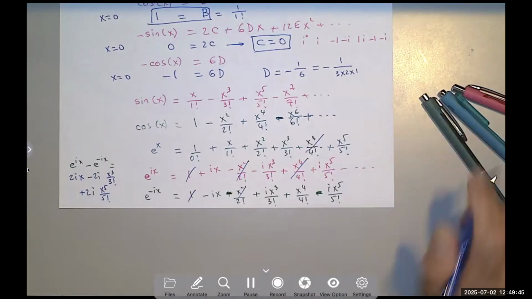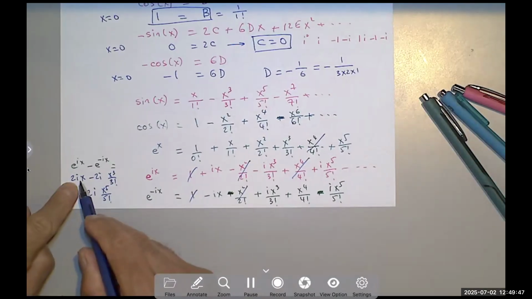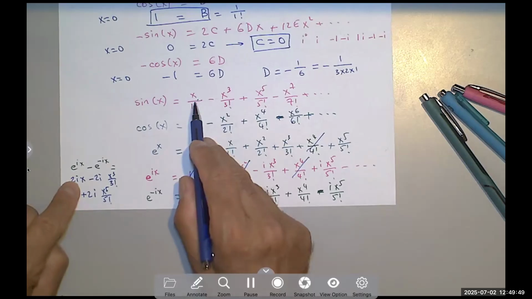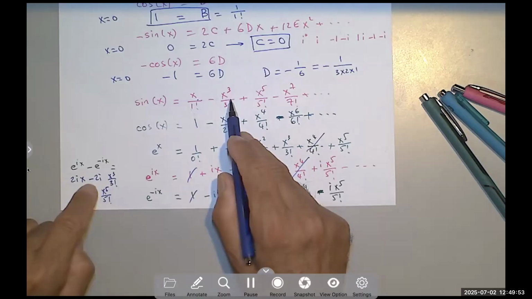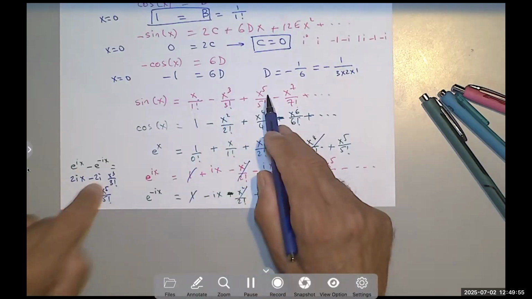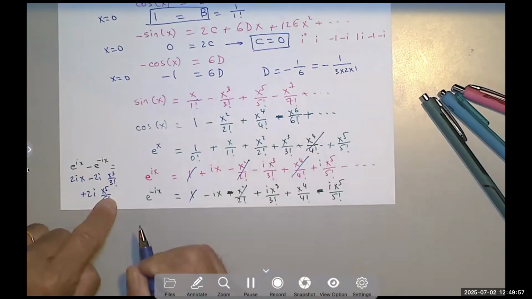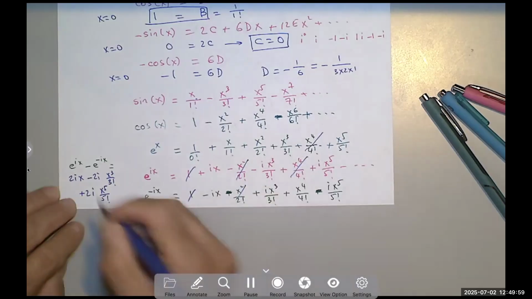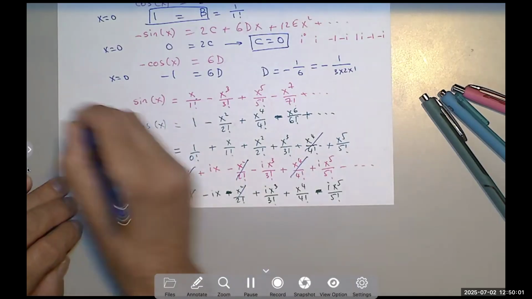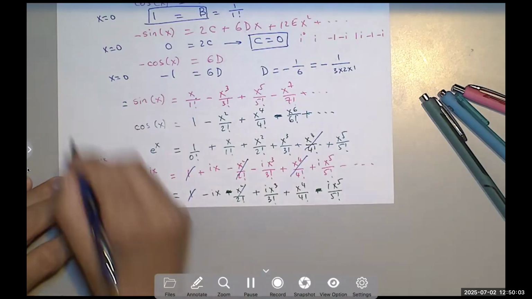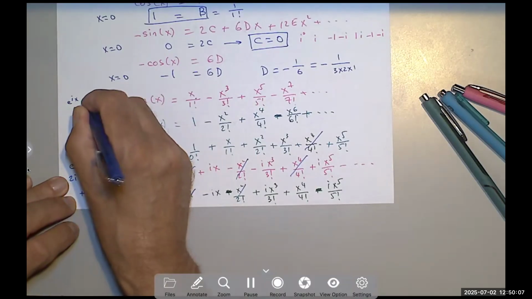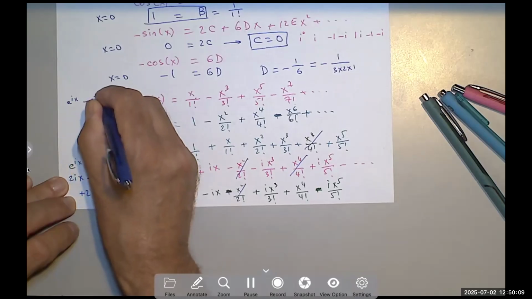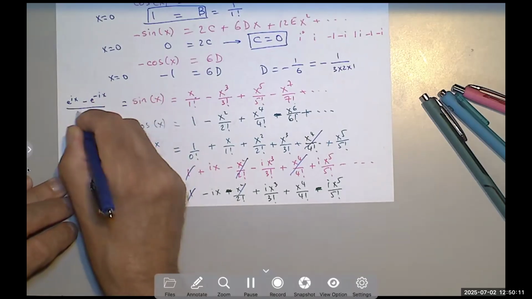Notice what happens here. The first term is the first term multiplied by 2i. The second term is the second term multiplied by 2i. The third term is the third term multiplied by 2i. So I can now write sine of x equals e to the ix minus e to the negative ix over 2i.